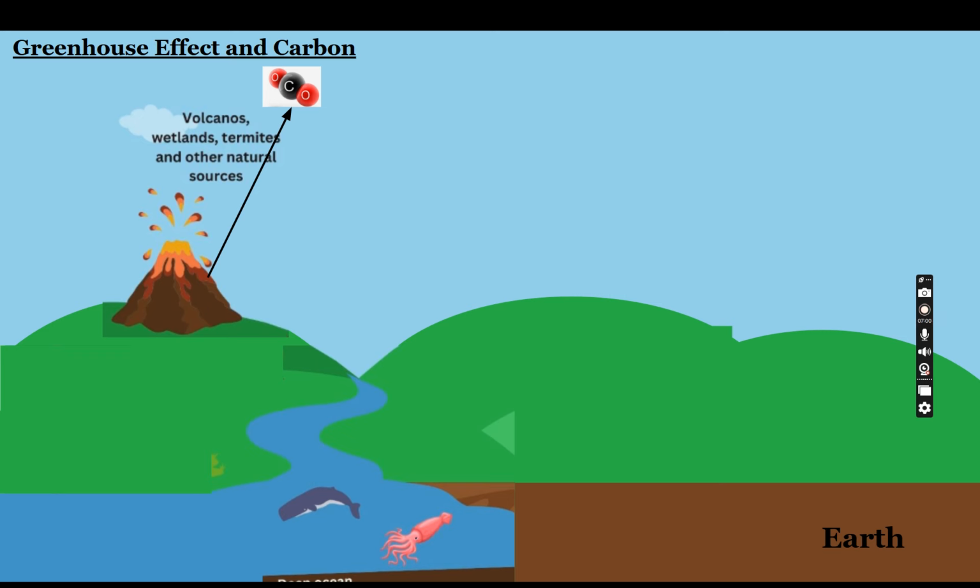Another source that's a natural phenomenon is the burning of biomass, and the burning of biomass will release carbon dioxide. One of the other things that our planet releases naturally from wetlands and decaying plant matter is something called CH4. It's a molecule called methane.